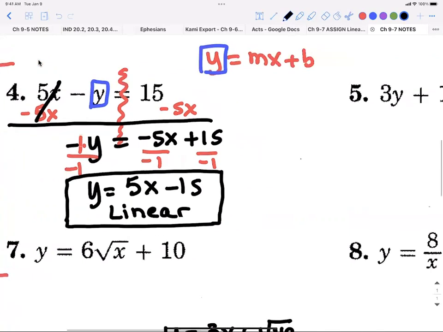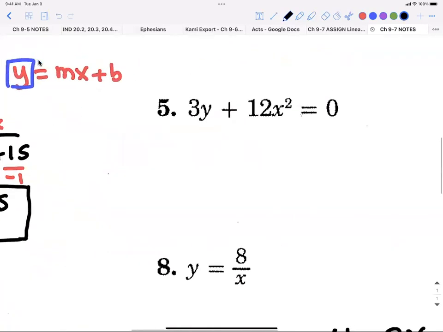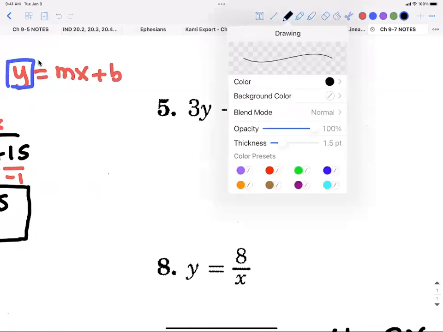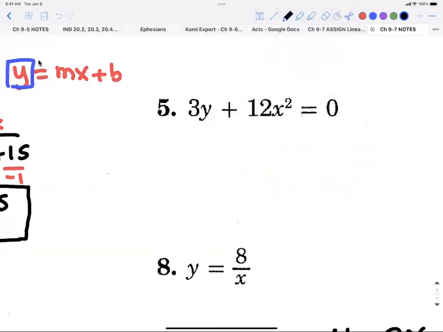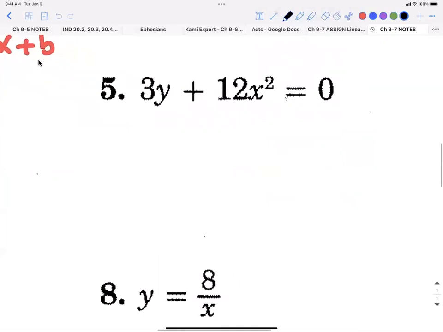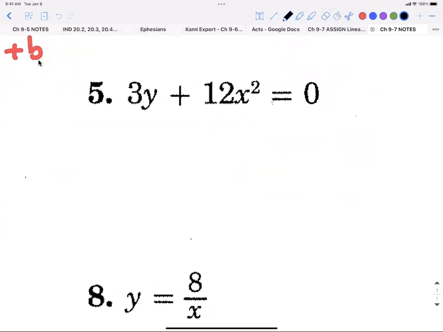All right, so let's look at number 5. Is there anything in number 5 that jumps out at you as different, something we haven't really dealt with before, something that would prevent this from being just plain old Y equals MX plus B? What do you guys think? Yeah, that X squared, that's a problem. So it's nonlinear.